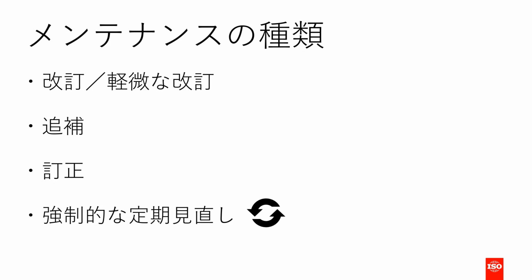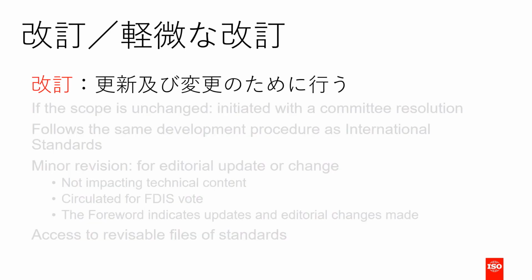Alternatively, if just a small part of the technical content needs updating, we can publish an amendment. A corrected version is only to correct errors or ambiguities that were not spotted before publication, so this does not really apply to keeping the document up to date. Even if no updates have been identified, all documents are subject to systematic review, which we will look at in more detail a bit later. So first, let's look at revisions and minor revisions.